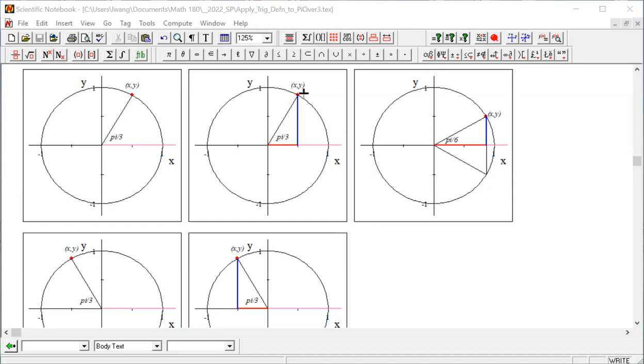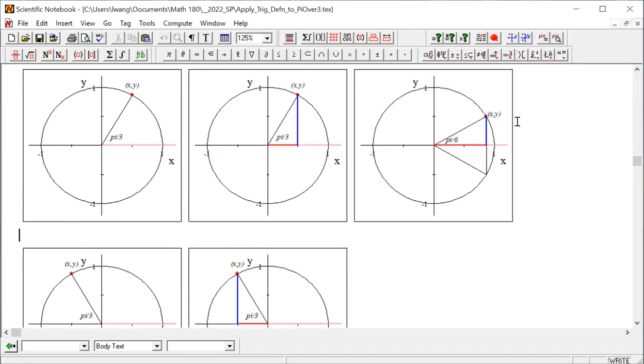We have studied this triangle in the video about applying definition of trig functions to pi over 6 as a reference angle. So therefore, this time the red is half, the blue is √3 over 2. So this time we don't need to do any calculation. We have studied this triangle, this is an equilateral triangle. Now, the blue is √3 over 2, and the red is half.